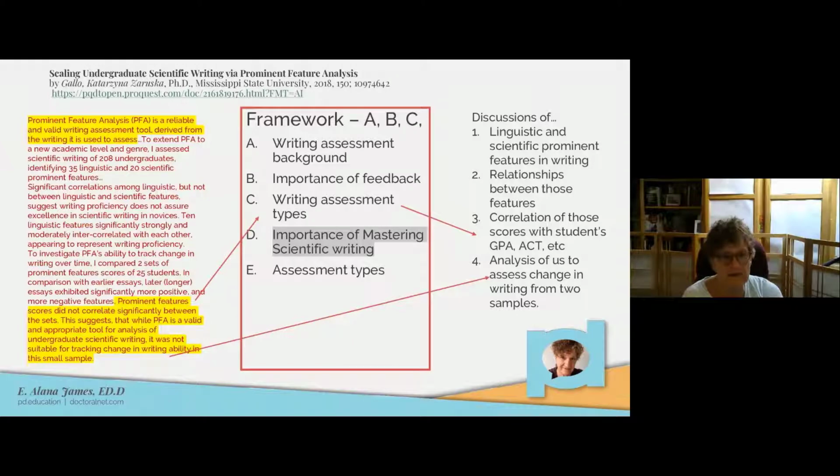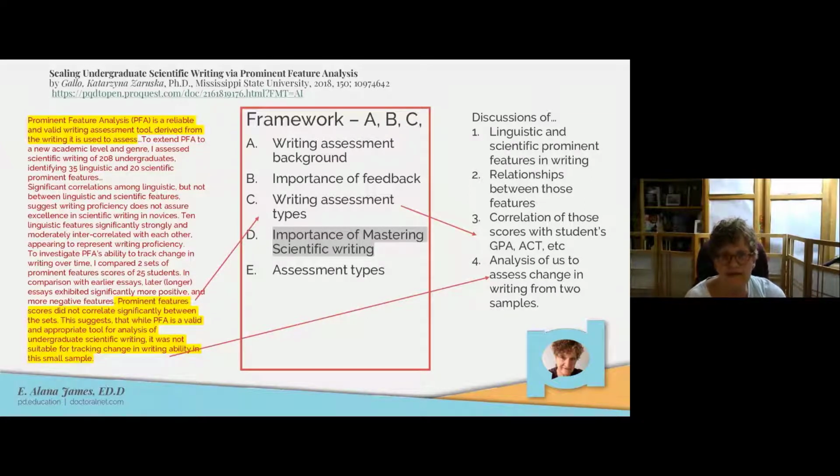But here's their lit review. They told us the writing assessment background, a background of the tool, importance of feedback, which I guess is part of the tool, so that kind of makes sense. Writing assessment types, importance and mastery of scientific writing, and assessment types. I'm grayed out there because I don't quite get why that's there. It didn't logically follow to me just from what I'm seeing. I'm not saying that if I dig into it deeper, it might not follow, but you want your work to be so clear that even when you put down these three pieces, it just smooths.